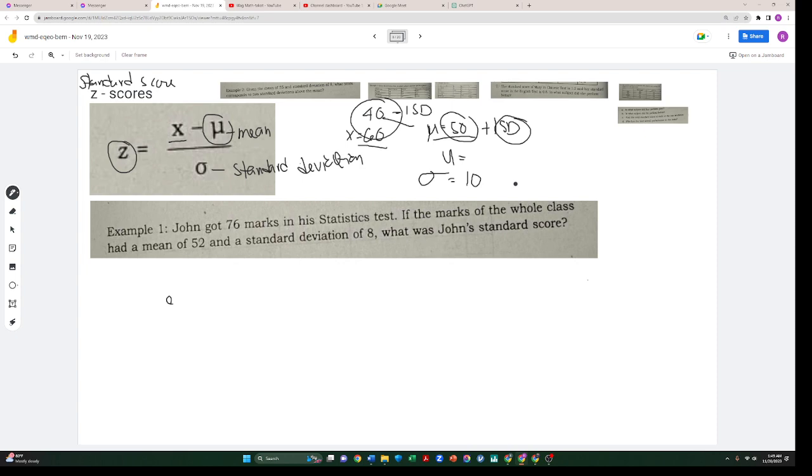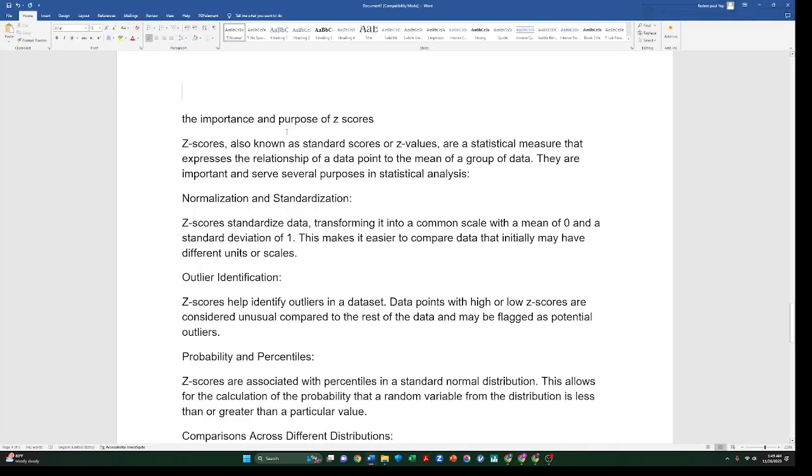Okay? So before that, let me share with you the importance and purpose of z-scores. Z-scores, also known as standard scores or z-values, are a statistical measure that expresses the relationship of the data points to the mean of the group data. They are important and serve several purposes in statistical analysis.